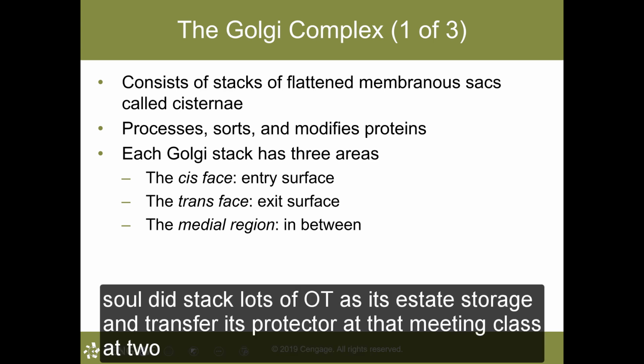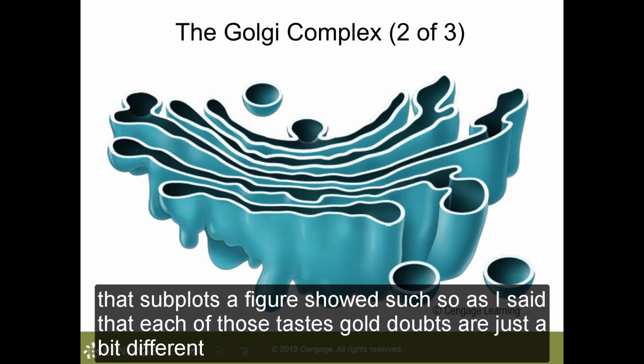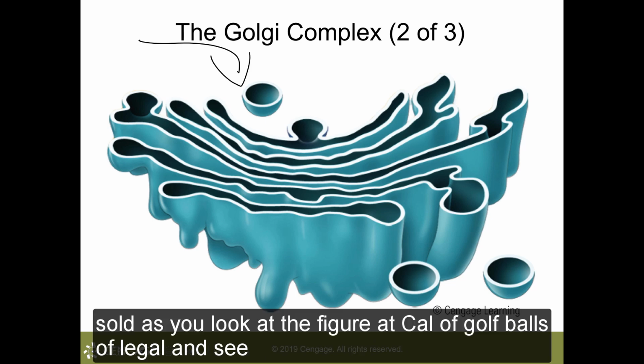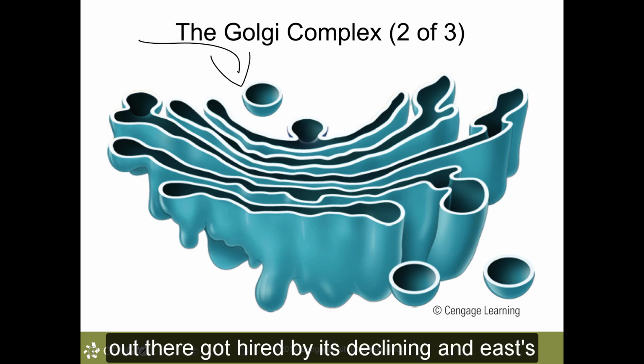So each stack, class, of Golgi has a cis phase for entry, a trans phase for exit, and that medial region, class, that's in between. Next up, class, a figure showing such. So yes, I said that each of those phases of Golgi, class, are just a bit different. And the difference there, class, is of course for function. So as you look at the figure and the arrow I've drawn, hopefully you all can see and get an idea when I get to the differing phases there.